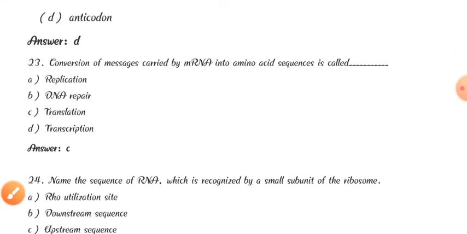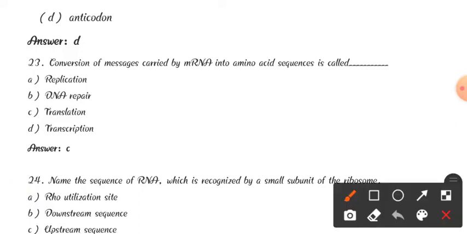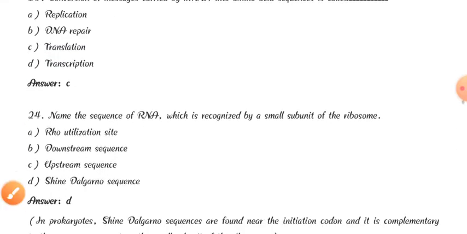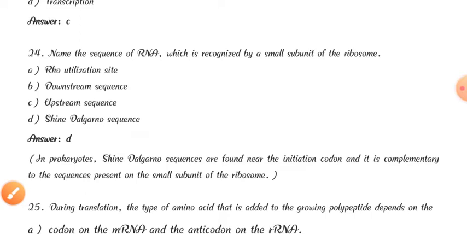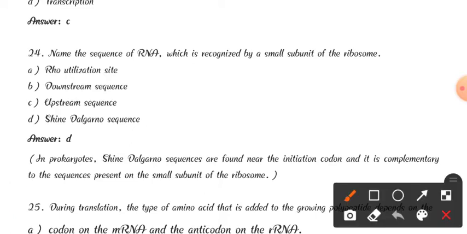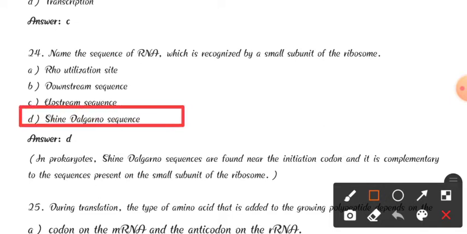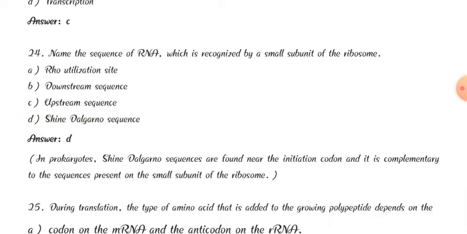One end of tRNA matches the genetic code in a 3 nucleotide sequence known as option D, anticodon, is the correct answer. Okay, anticodon is the correct answer friends. Now question number 23. Conversion of messages carried by mRNA into an amino acid sequence is called option C, translation, is the correct answer. Okay, so conversion of messages carried by mRNA into an amino acid sequence is called translation. Now question number 24. Name of the sequence of RNA which is recognized by the small subunit of the ribosome. Option D, that is the Shine-Dalgarno sequence, is the correct answer.